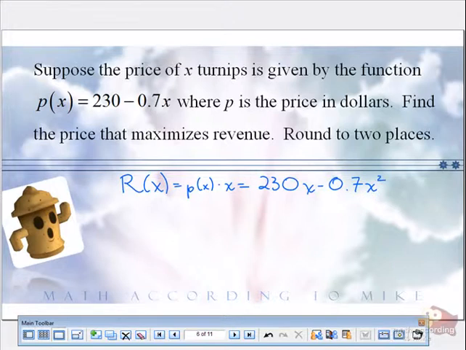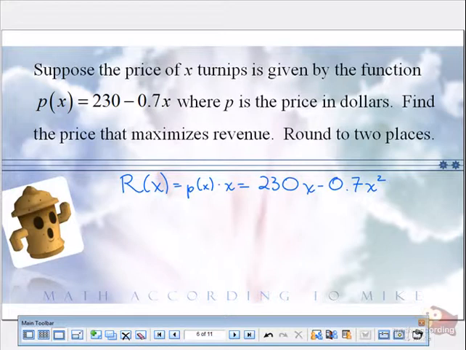Notice in our revenue function, there's no fractions, radicals, or logs. So the domain would seemingly be all real numbers. However, can you sell a negative amount of turnips? No, because that's stealing. So we don't want to pick any test values to the left of 0, because it won't make any sense. So we're only going from 0 and beyond.